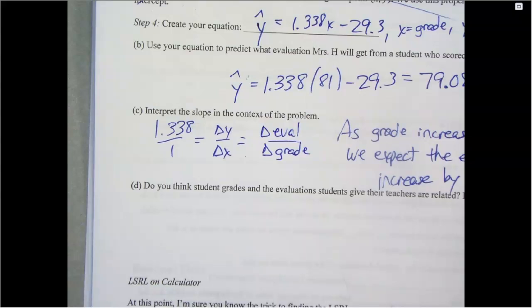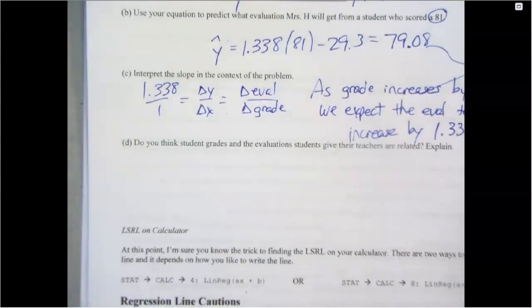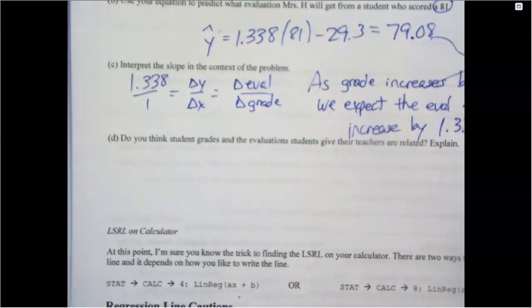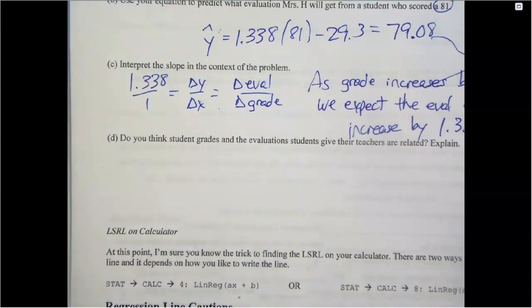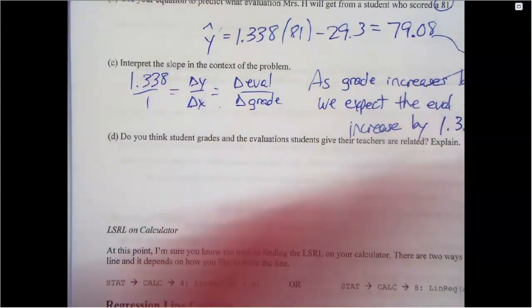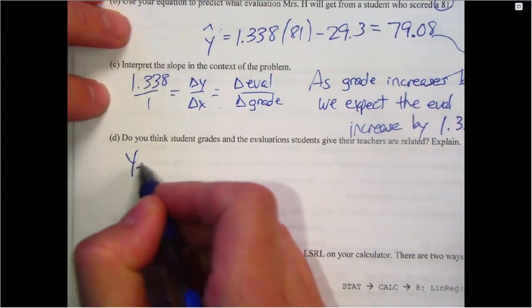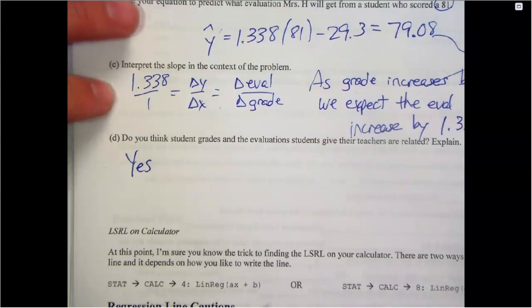So part D, the way they phrase this is interesting because we're going to jump off this in a second. Do you think the student grades and evaluations are related? They are for sure related because we can see this pattern. So yes, they are related, but there's a big but here coming.